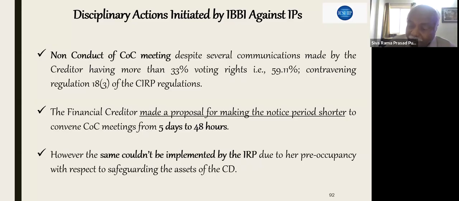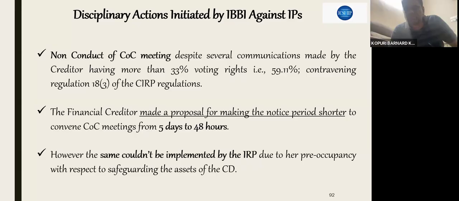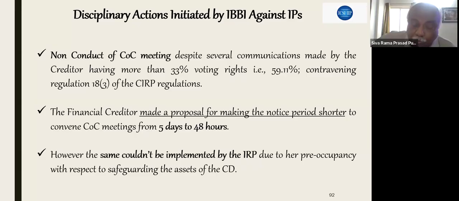Sir, that's why, first of all, from the IP side, the RP side, you have to be more cautious. The casual approach is increasing, sir.